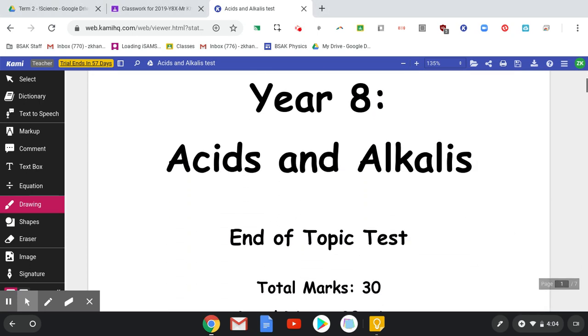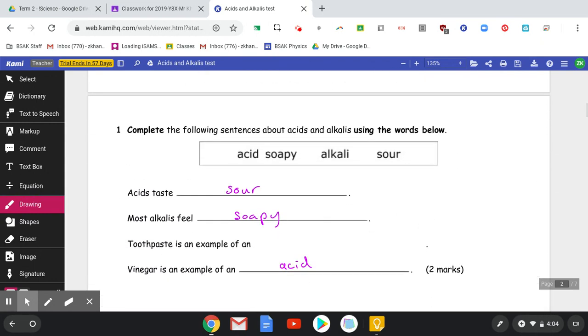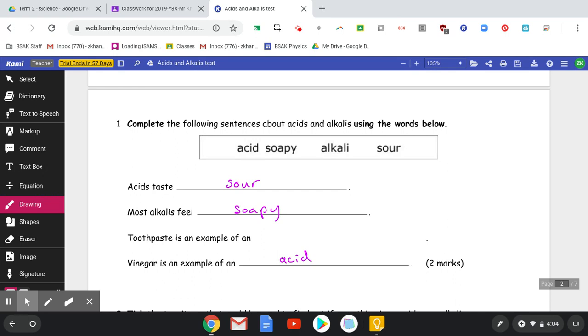Okay, answers. Acids and alkalis assessment. So mark your work and make corrections, add up your scores and submit. So the first question, quite straightforward.